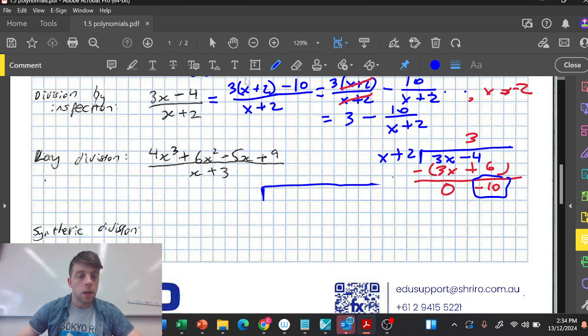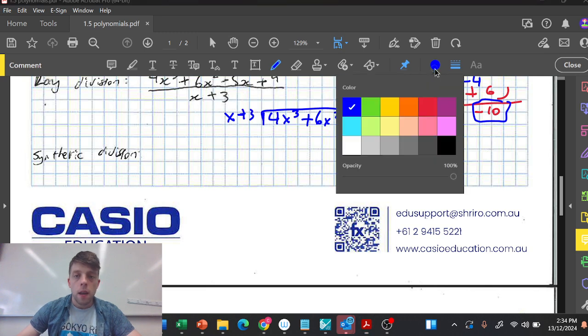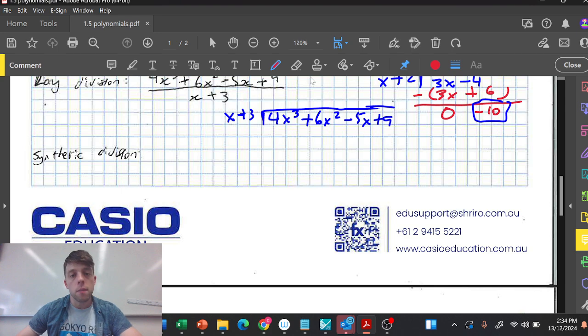We put the dividend down here. So the dividend is the number up the top of the division. So that's 4x cubed plus 6x squared minus 5x plus 9. Out the front here, I put the divisor, so x plus 3. And then we do exactly what I just did before. We take the leading term of the dividend divided by the leading term of the divisor.